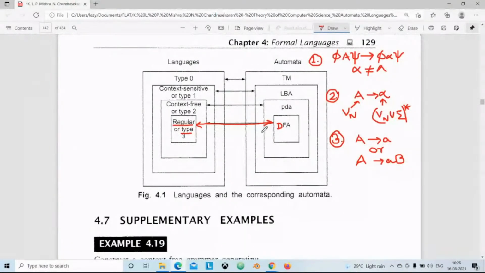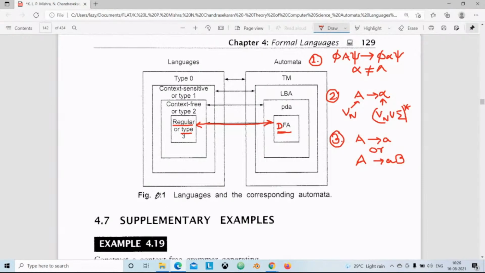So if you are targeting, okay, so if you have some problem in saying that design a DFA, then you must be able to write that problem language in terms of these productions. Okay, so that is Vn union sigma star.